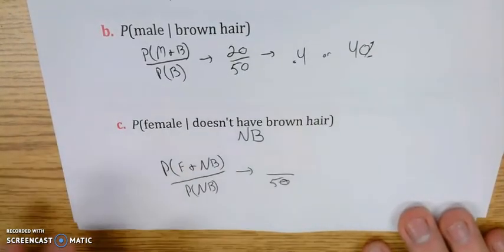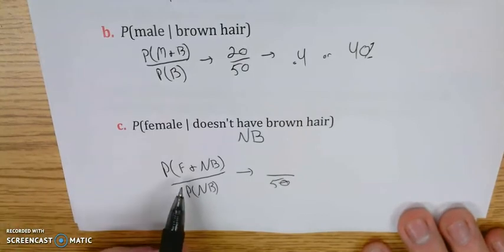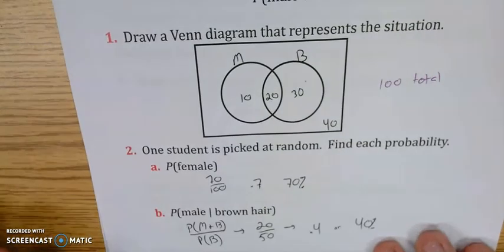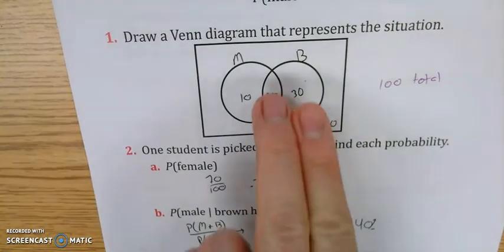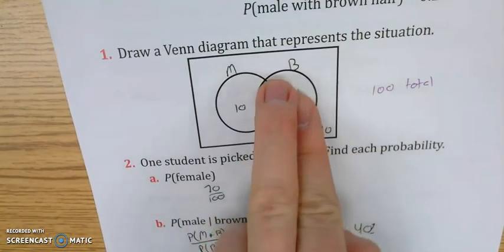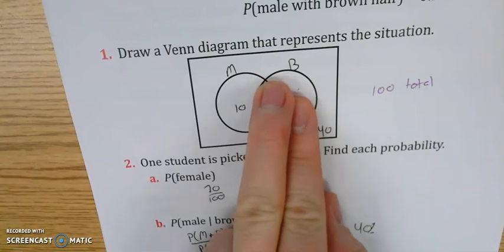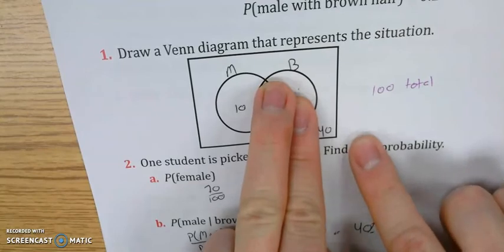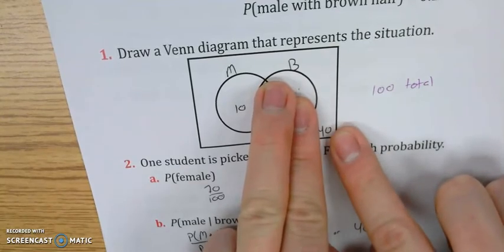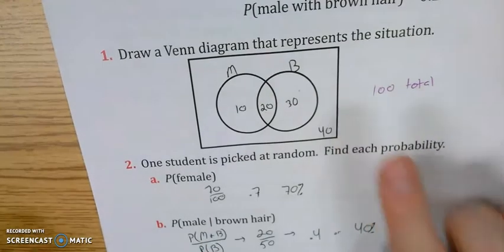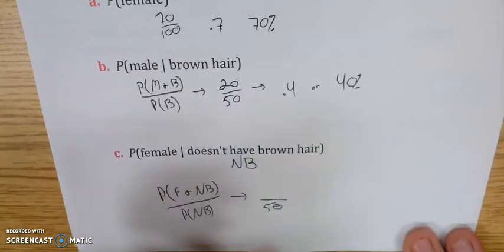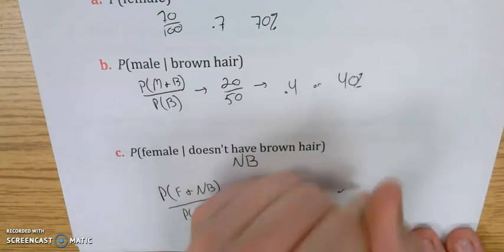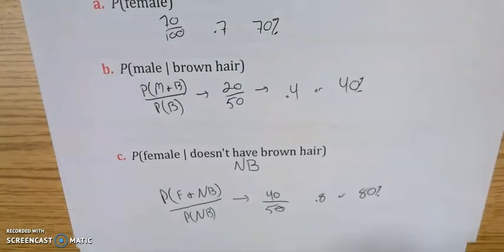That looks like 56. That's my fault. Next up, female and not brown. Okay, well, I'm kind of narrowing my focus to anyone not in that circle, right? So I have 10 here, 40 here. That's where I got my 50. Of those 50, 40 of them are female and they don't have brown hair. So this would be 40 out of 50, which would be 0.8 or 80%.